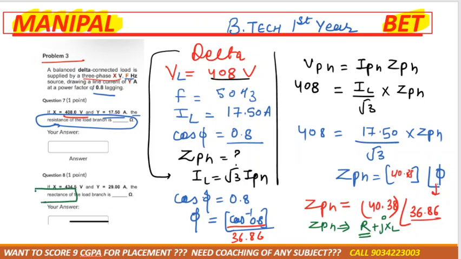And in the next part they are asking reactance. Reactance means XL only. If they didn't change the value, then that would be much easier. Every time they are changing the value and every time you need to repeat it.